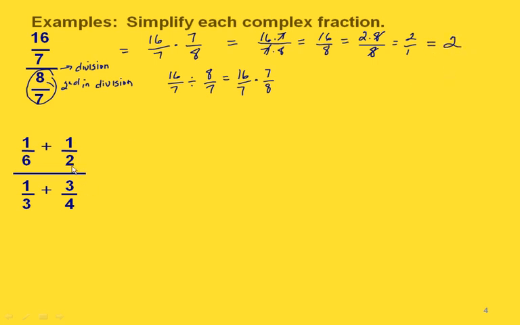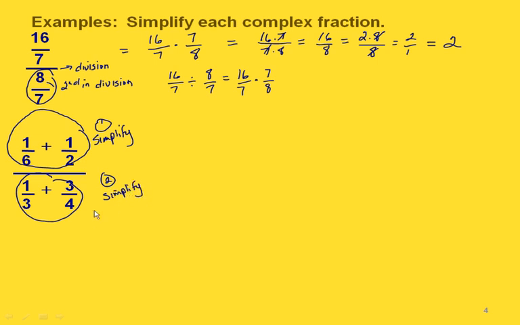Now let's look at this one. This is even more complicated. And here's where we have to remember that we have to simplify in the numerator. So this is our first step. Our second step is going to be to simplify our denominator. And then our last step will actually be to do a division like what we did on our previous example.